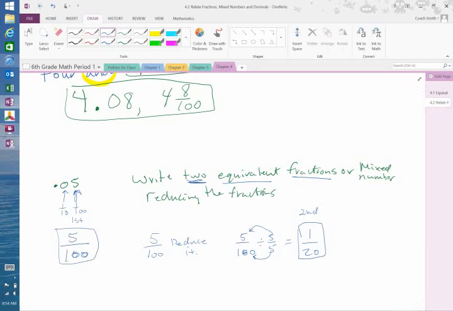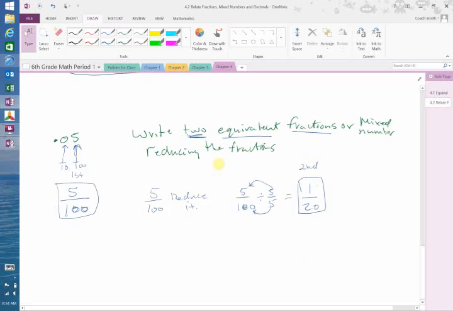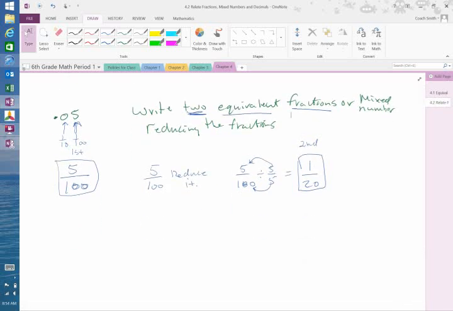Okay? Now I'm going to give you one and let you try it on your own. Let's try this one. 0.28. I want two equivalent fractions for 0.28.